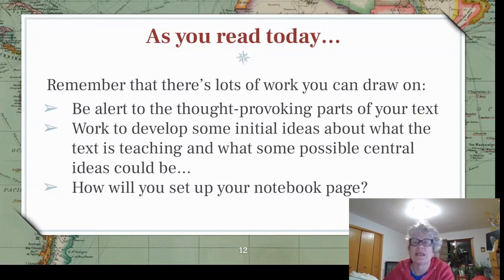What ideas go together? What could this text be teaching me? What might be some possible central ideas? And have a plan ahead of time for how you're going to set up your notebook page so that you are really focused intentionally on doing that notebook work as you are reading.